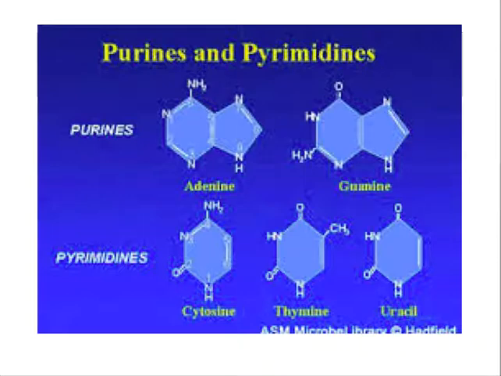Here is an image. You see your purines have the double rings or two circles, adenine and guanine. And then your pyrimidines are single ring structures, cytosine, thymine, uracil we'll talk about later.